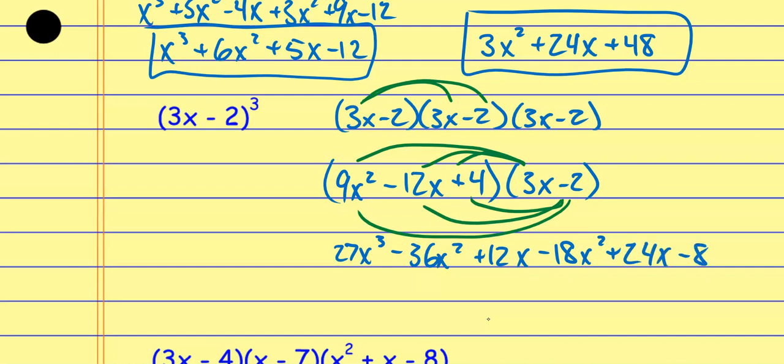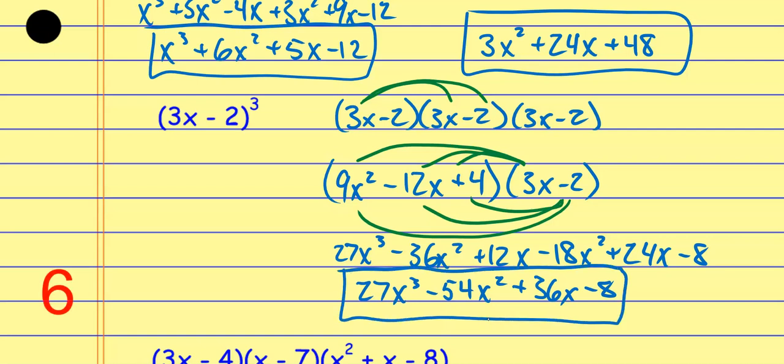And now I combine like terms. Done and done. Okay? So again, just multiplying these out, two things at a time. I multiply two things, I simplify, I multiply what's left. Okay?